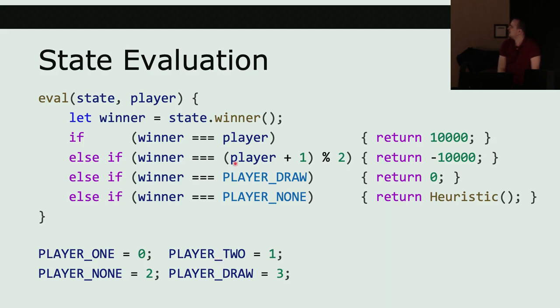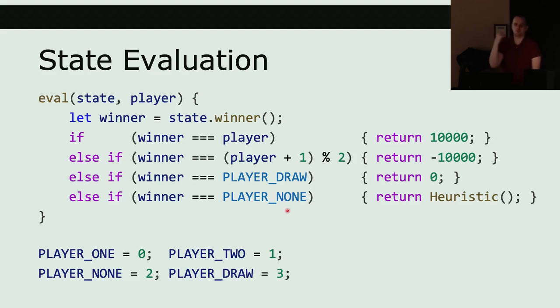So this says, if the winner is the other player, return negative that big number. Now, it doesn't have to be 10,000. It could be whatever you want. If the winner is a draw, that means in the game for our Connect 4, which we're playing in assignment 3, the whole board is full and no one has won. Then you return a 0.